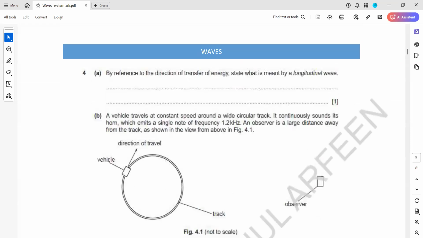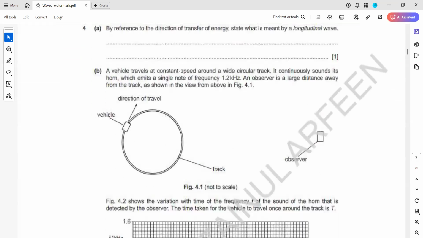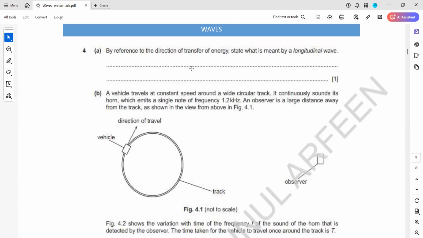The next question is related to the Doppler effect. By reference to the direction of transfer of energy, state what is meant by a longitudinal wave. So in terms of transfer of energy, how do we define the term longitudinal wave? A longitudinal wave is a wave in which the particles vibrate parallel to the direction of energy transfer. So the direction of the particle vibration is the same as the direction of energy transfer.